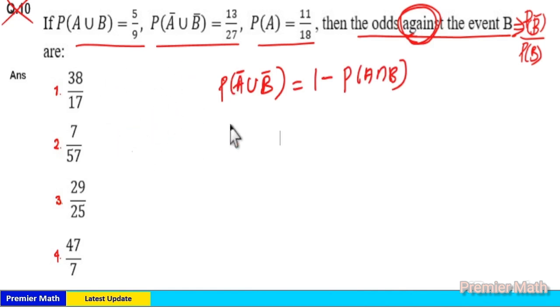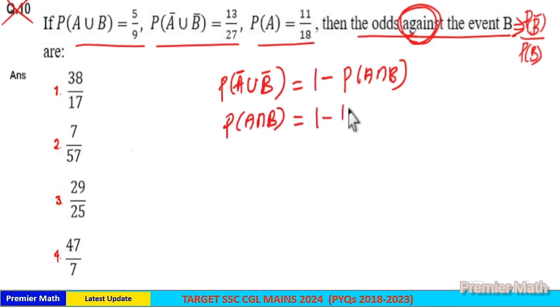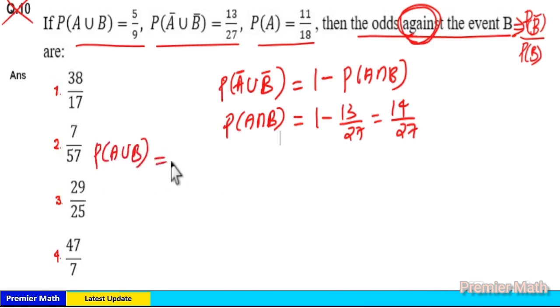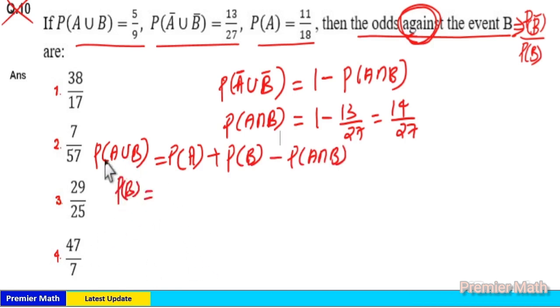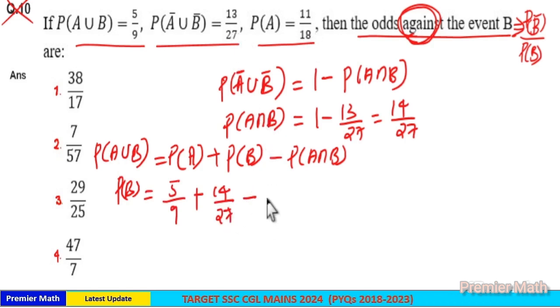Now probability of A intersection B is equal to 1 minus 13 by 27, which is equal to 14 by 27. And here the P of A union B formula is equal to P of A plus P of B minus P of A intersection B. From this, we can find the value of probability of B, which is equal to A union B, 5 by 9, plus A intersection B, 14 by 27, minus P of A, which is 11 by 18.